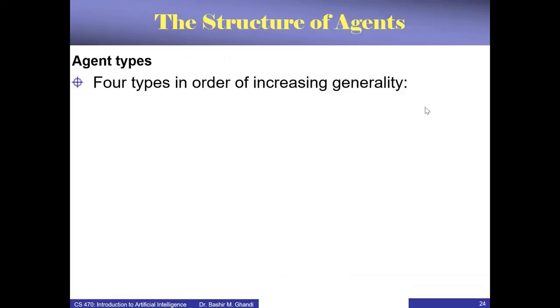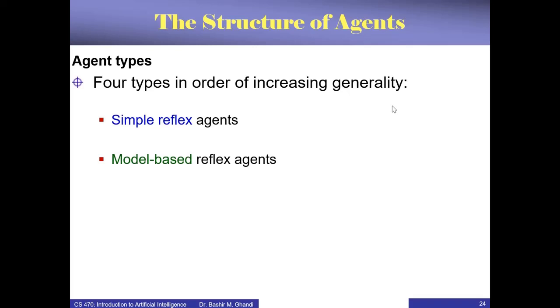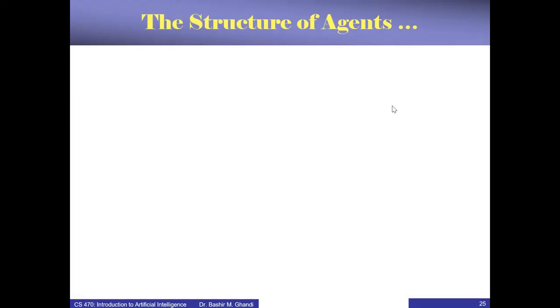The last subtopic in this lecture is to discuss the types of agents. We're going to discuss 4 types of agents in terms of their structure in increasing order of generality. So we have simple reflex agents, model-based reflex agents, goal-based agents, and utility-based agents. Let's start with the simplest one, the simple reflex agents.